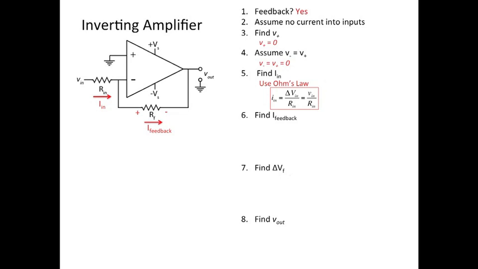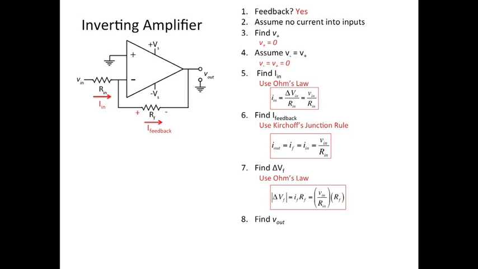We can find I in, right? We just use Ohm's law. We know the change in potential across the resistor, Vin minus 0, divided by Rin. That's going to give us the current into the op amp, or inverting input. Now we can find I feedback. We can just apply Kirchhoff's junction rule. No current goes into the input. We have I in, so I feedback must equal the input current. So that's what we calculated before. It's just going to be Vin over Rin.